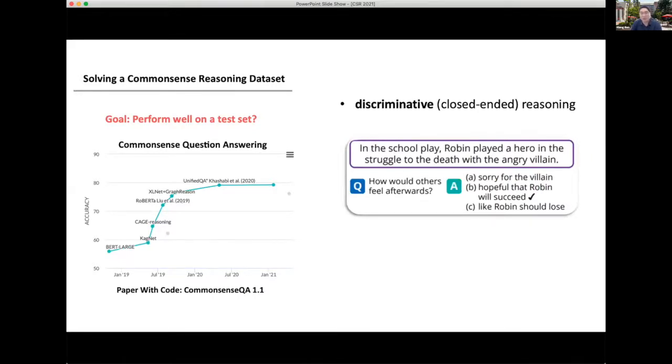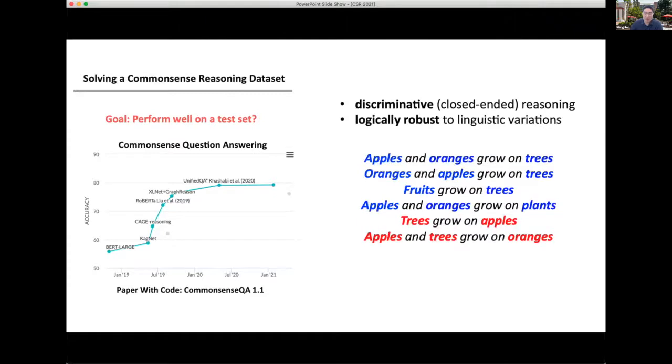For example, many of the data sets we've been playing with in the past 2 years or so are focusing on discriminative or close-ended reasoning, which is not a bad thing because it's more constrained and easier to evaluate. You can trust your evaluation metrics more than with free text generation, for which we do not yet have a very reliable evaluation protocol. But that's definitely something we should think about.